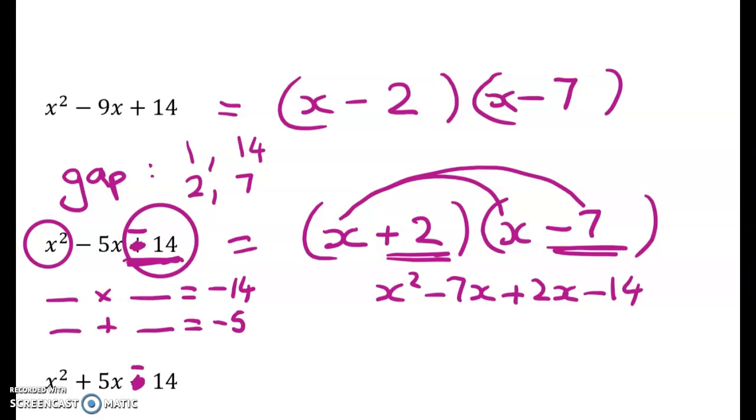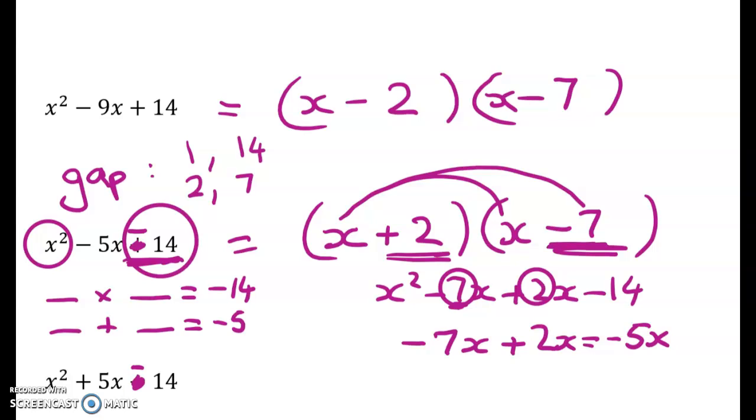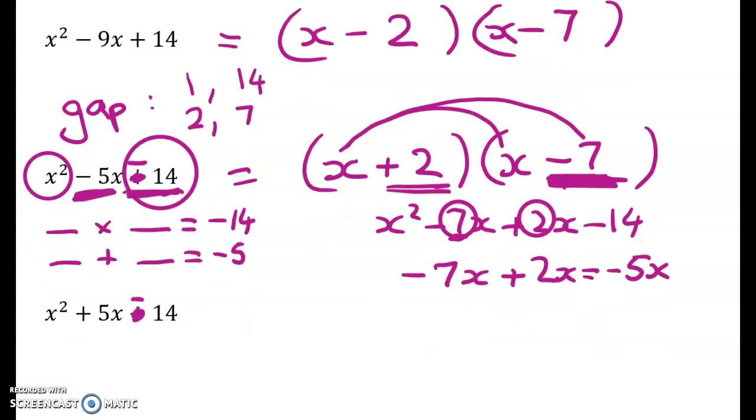Now that's happening because if you just think about the 7 and the 2, there's a gap of 5 between those 2 numbers. So when you take 7 away and then add 2, you get back to what we want, which is negative 5. And we're going to have minus 7 because we want to end up with minus 5x.